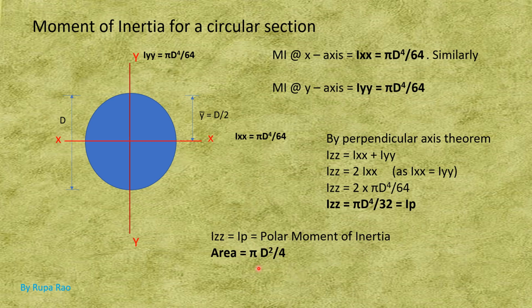Area of the circle will be pi d square by 4, or pi by 4 d square. So when I want the moment of inertia about xx or yy, it is pi d raised to 4 divided by 64. If I want it about the zz axis, then it is pi d raised to 4 divided by 32.